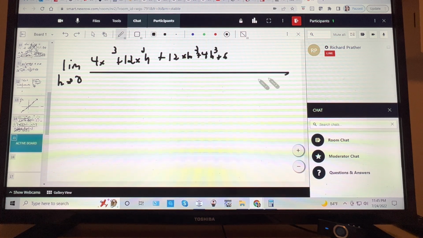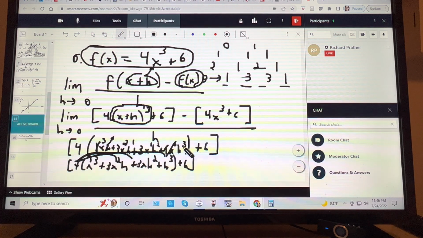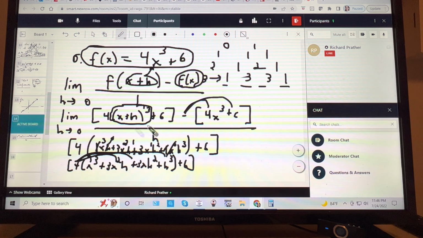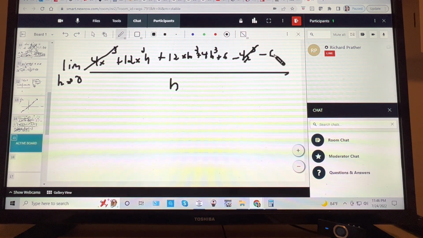That's the hard part. Here comes the easy part. Just like when we plugged a number in, you're going to switch these to the opposite, and then they should cancel, whether there's 1 term, 2 terms, 3 terms. So I'm going to switch this 4x to the third to negative 4x to the third, and then it should cancel out. Yep. And then I'm going to switch this plus 6 to a minus 6, and it should cancel out. Yep.